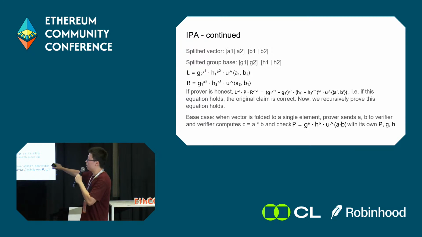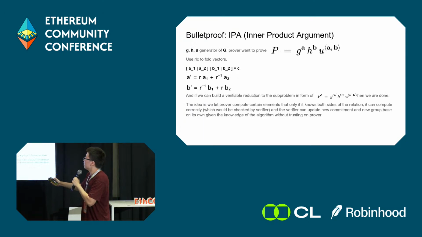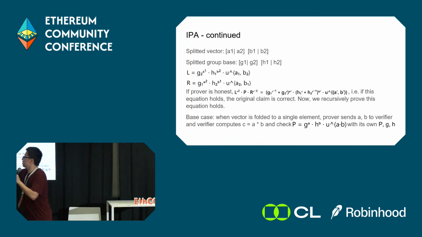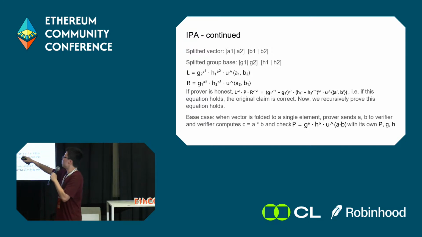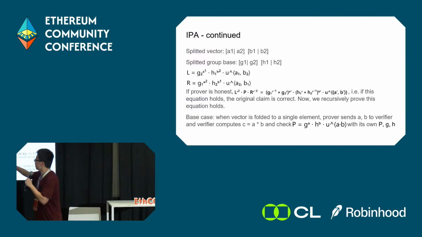And now we can just recursively prove this equation holds. By folding this, we get exactly the same equation as the previous one. And the new commitment is this. This is a new commitment, and this is a new group base. This is the Hadamard, a pairwise product of these two group elements, and so this is a group element of half the size of the original group base, and this is the dot product of the new vector, also of half the length. So then we have this new commitment.